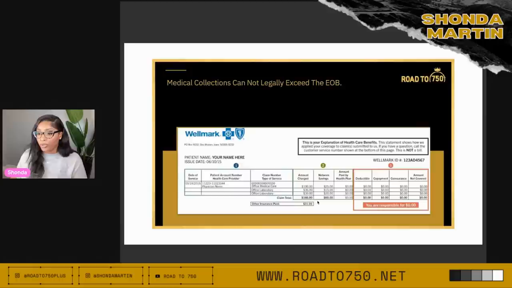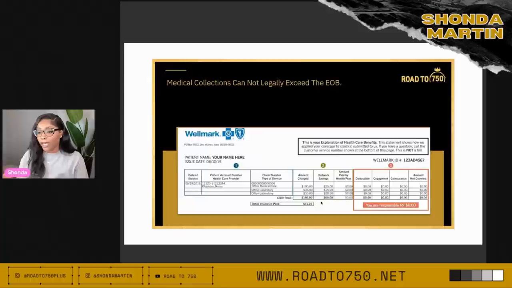Why am I pointing this out? Because if you have an explanation of benefits that says that your responsibility is zero, but then a collection agency is telling you that you owe $3 for this medical account or whatever, however much, they can't do that. If the EOB says that you don't owe anything, then you don't owe nothing, no matter who said it, no matter if his name was Bill, Bob, or his uncle. You don't owe it if your EOB says that you have no responsibility.